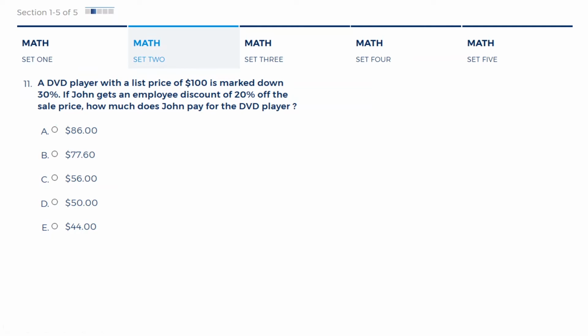Next, a DVD player. We're almost done with set 2. A DVD player with a list price of 100 is marked down by 30%, so now it's $70, right? If John gets an employee discount, wow, lucky guys, so multiply that by 0.8, right? Minus 20%, that's $56. So that is C.